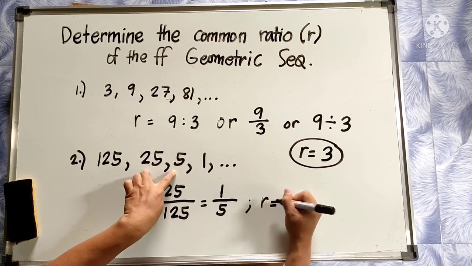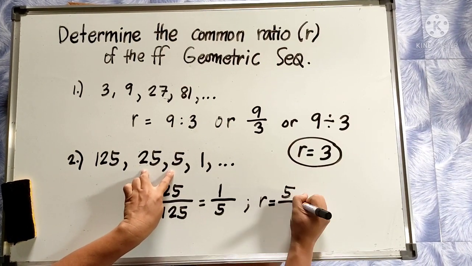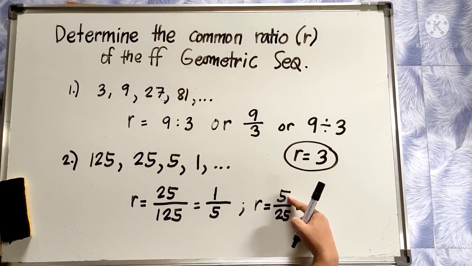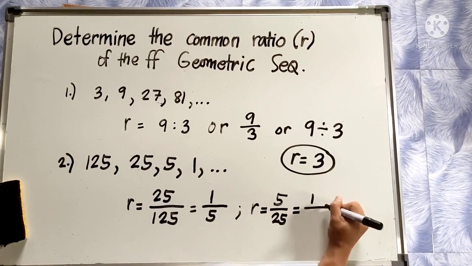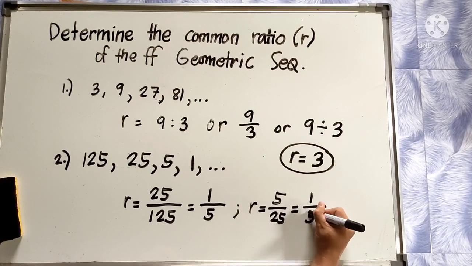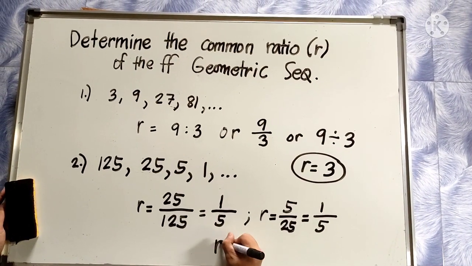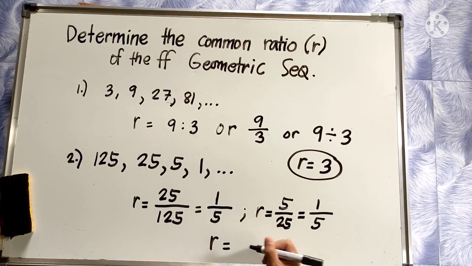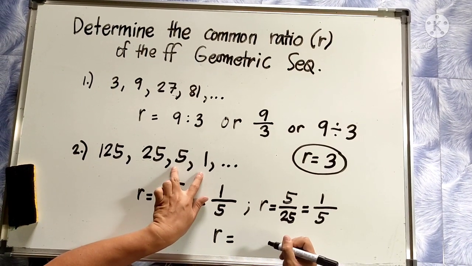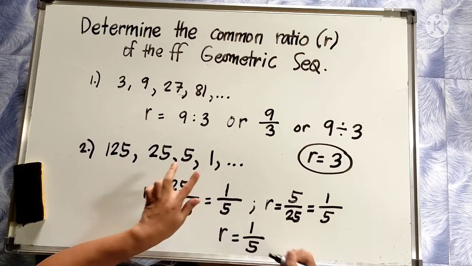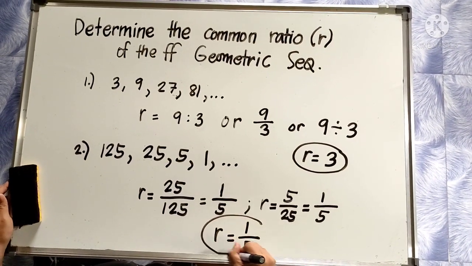So r is equal to 5 over 25. Reduce. Reducible by 5. 5 divided by 5 is 1, 25 divided by 5 is 5. So 1/5. If you choose the third pair, very easy. You'll just get immediately the common ratio, 1 over 5. So our common ratio is 1/5.